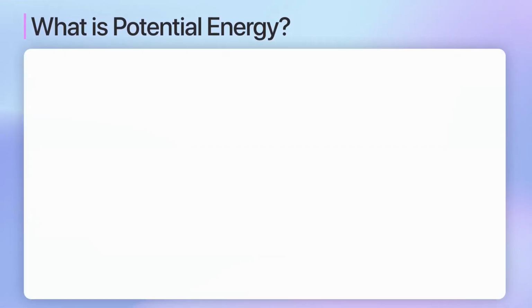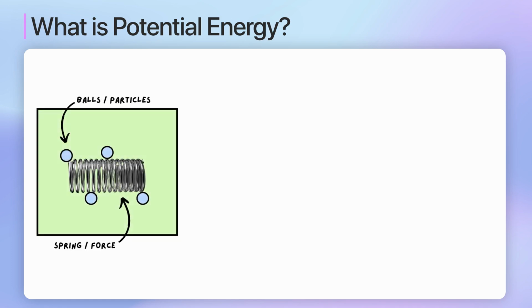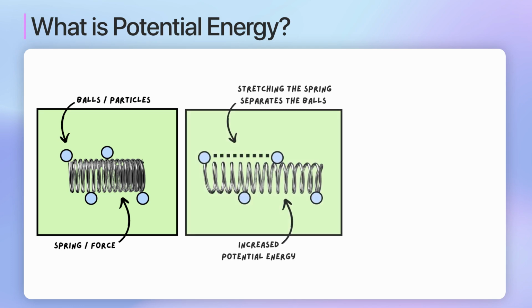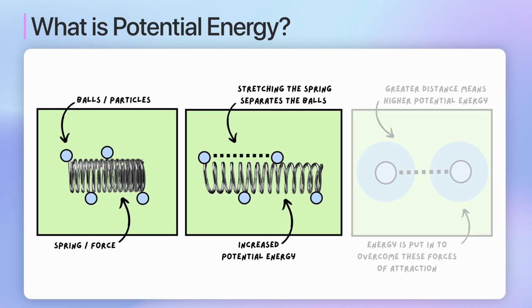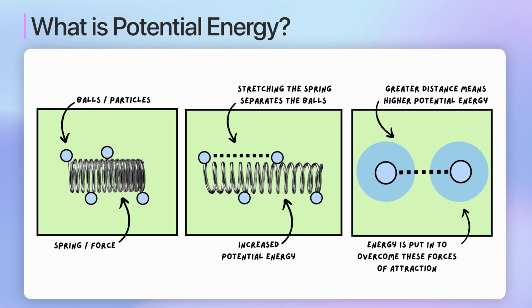Let's visualize potential energy with an analogy. Imagine a spring with balls attached to it, where each ball represents a particle and the spring represents the forces between them. When you stretch the spring, you separate the balls farther apart, which requires energy and increases the potential energy stored in the spring. In a substance, when particles are farther apart, the potential energy is higher. This is because more energy has been put in to overcome the forces of attraction between the particles.